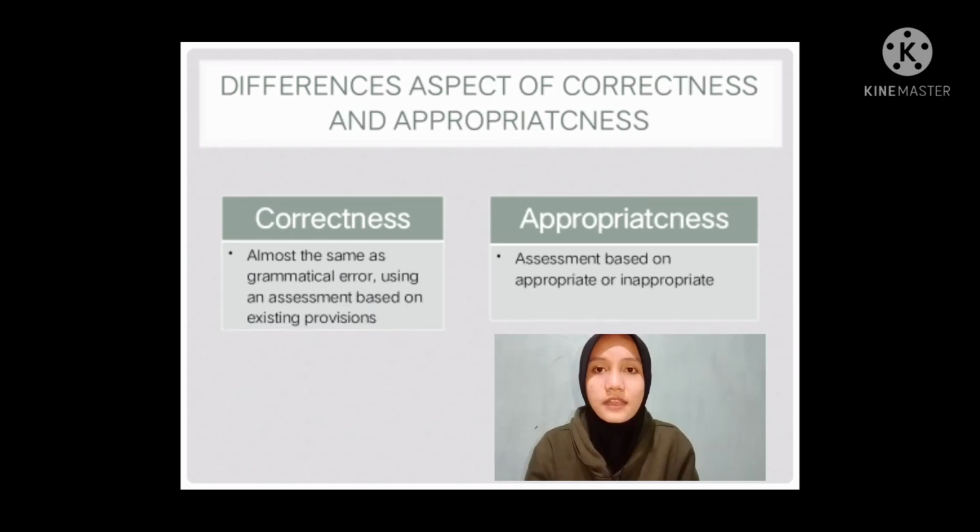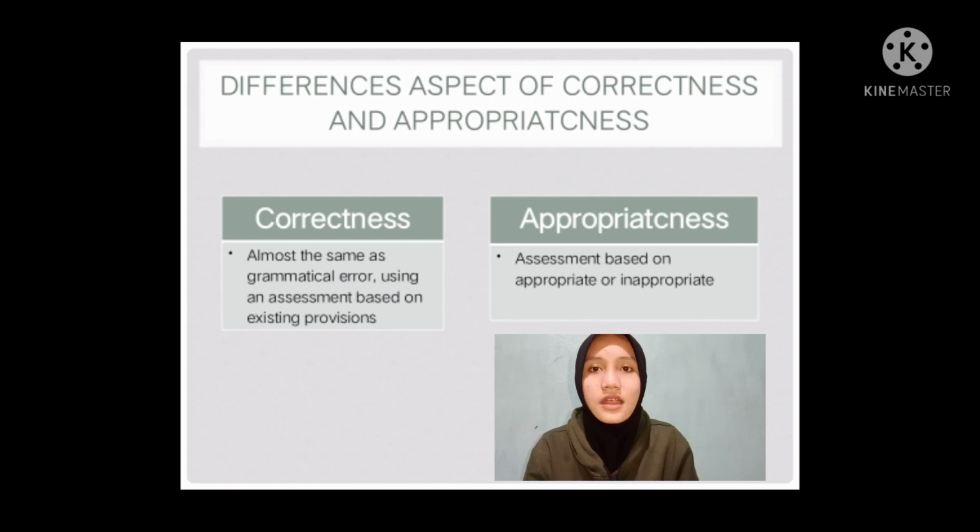Okay, next, the differences between aspects of correctness and appropriateness. Correctness is similar to grammatical error, or this test is based on grammar and linguistic rules. So, what's wrong with this test is how to justify using grammar. For example, if the present tense uses I, you, they, we, or etc. And then appropriateness.